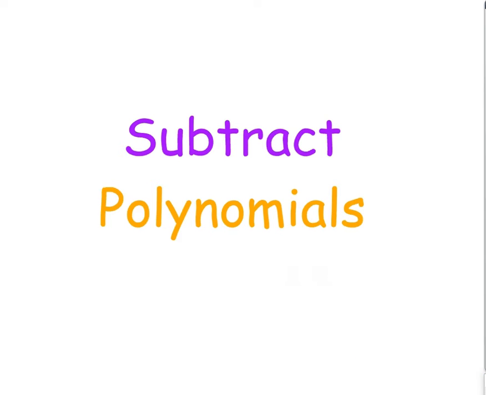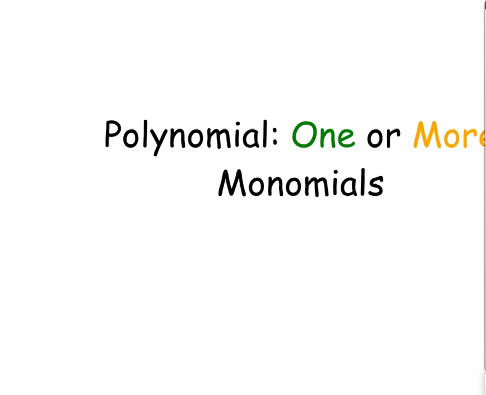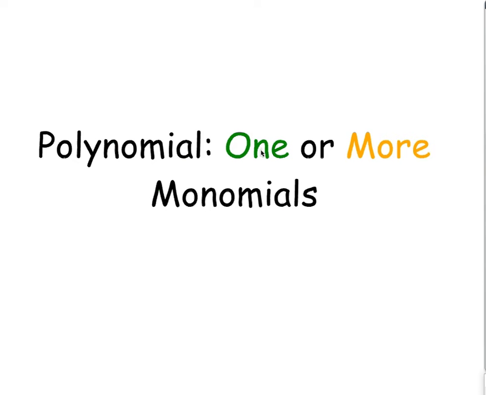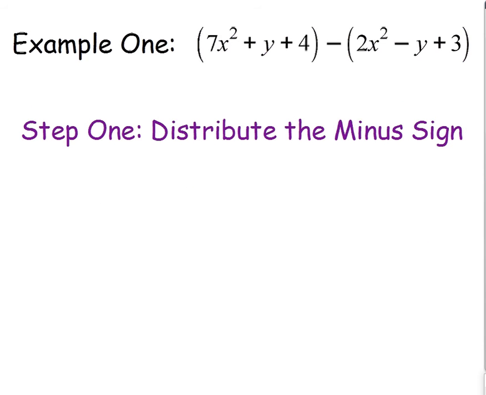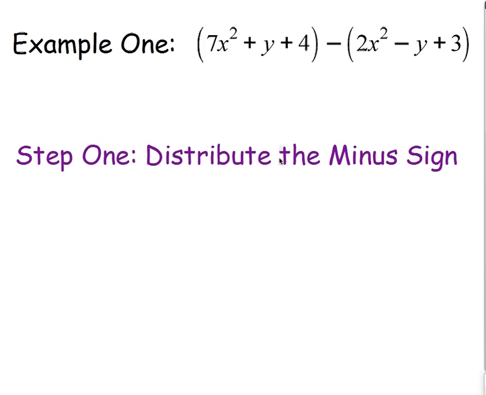So what do you think the difference is between subtracting and adding polynomials? You don't have to rewrite the definition for this, right? That's correct, because we already have it. But anyways, just to refresh your memory, a polynomial is one or more monomials, so no, you don't have to rewrite that. So we're going to be taking one polynomial, subtracting another. So let's go ahead and jump right into that.